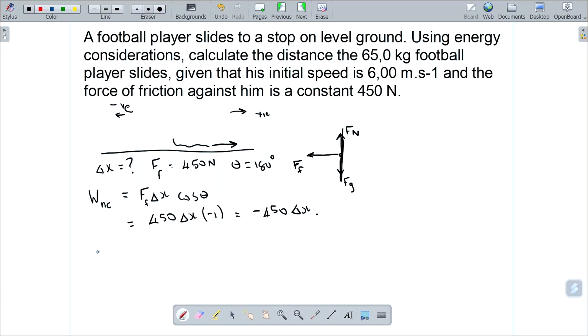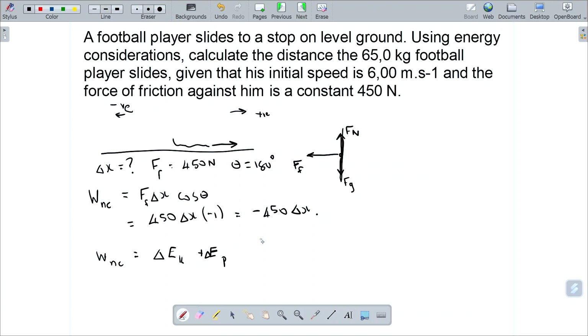We leave that there because we don't know what x is, but we will use this later on in our calculation to find the work done on the footballer. Now we've also seen that the work done by the non-conservative forces will be equal to the change in the kinetic energy plus the change in the potential energy acting on the footballer.